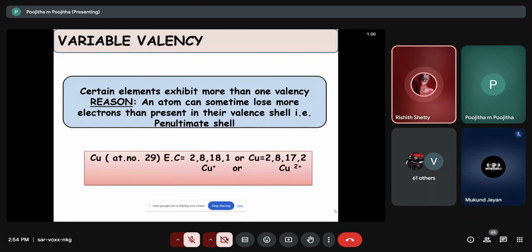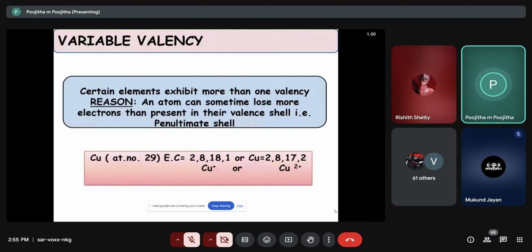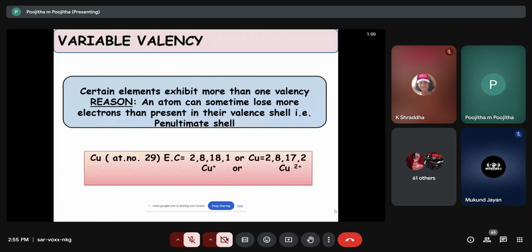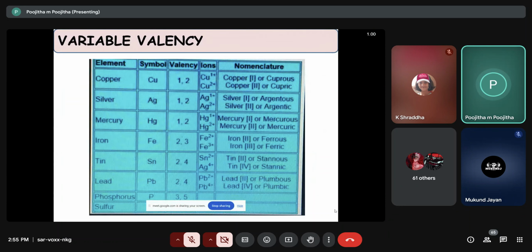Ma'am, penultimate shell means second last shell, right? Last but one shell. Second last. The shell which is immediate to the last shell. Okay. Shall I go to the next slide? Ma'am, 1 minute. This already you have written, a table. No need to copy this.